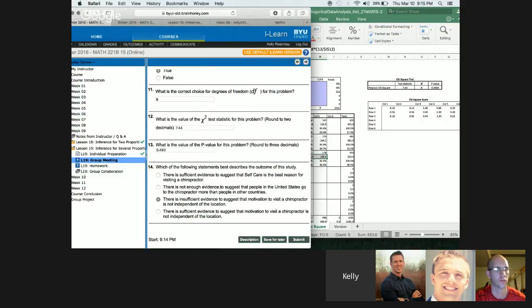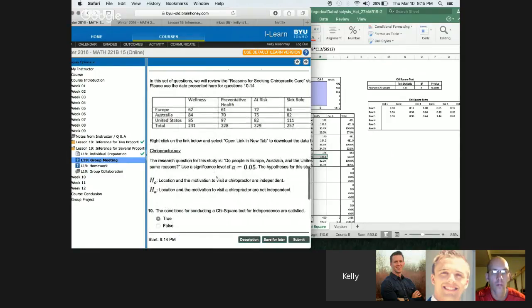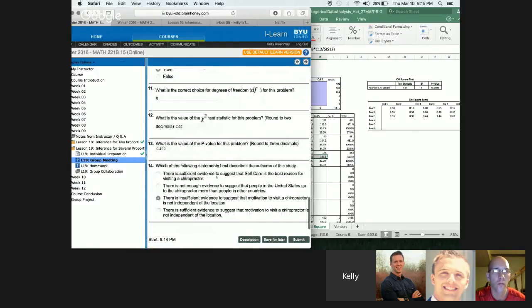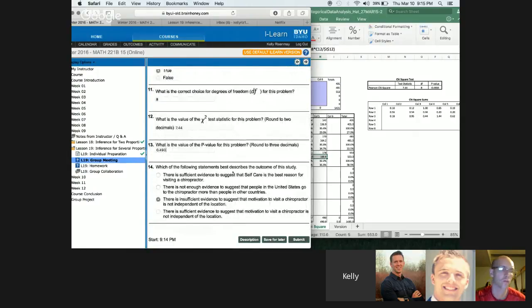And then, since the p-value is bigger than the level of significance, we would say that there is insufficient evidence. So C. Let's double check on that p-value. You guys got 0.490, correct? Yes, sir. Okay. Well, that was quick.